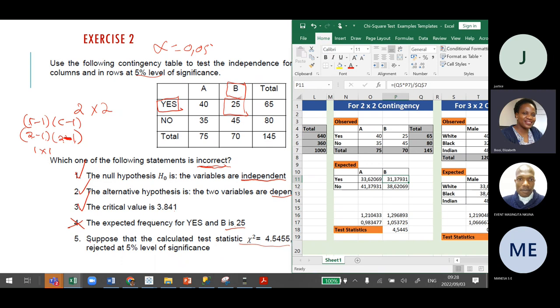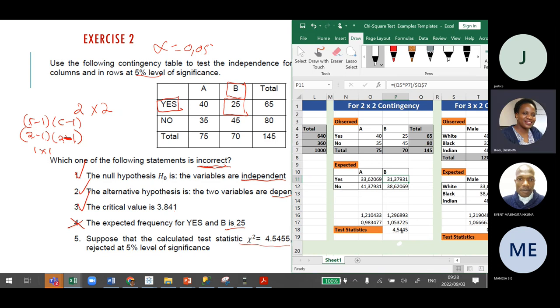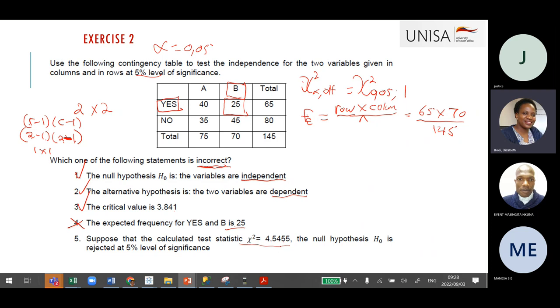So now we are calculating the test statistic, and the test statistic is 4.54, which is the same as what we have here, 4.54. Suppose that the calculated test statistic is 4.54, we know that that is correct. The null hypothesis is rejected, because if your critical value is 3.841, your test statistic will fall in the reject null hypothesis area, and therefore that will be correct.